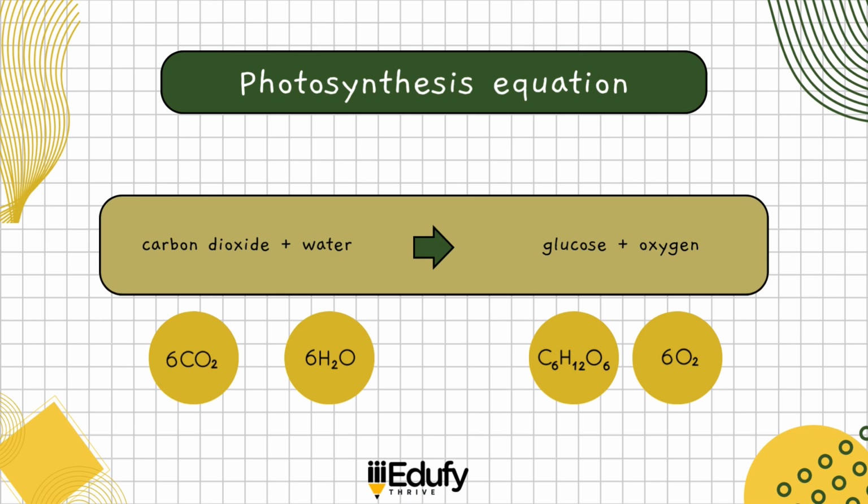This equation summarizes the process through which plants convert light energy into chemical energy, providing oxygen and glucose that are vital for many life forms on Earth.